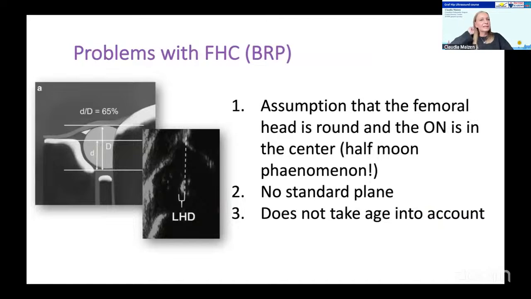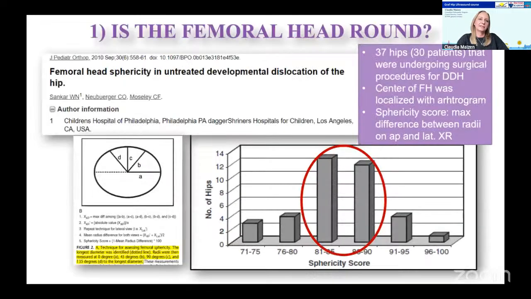So what are the problems with femoral head coverage or bony rim percentage? It is the assumption, as I said, that the femoral head is round and the ossific nucleus is in the center. We don't have a standard plane in the Terjesen technique, and it doesn't take age into account. So we have this slightly gray area of dysplasia, where the anatomy is not correlated to age in this technique.